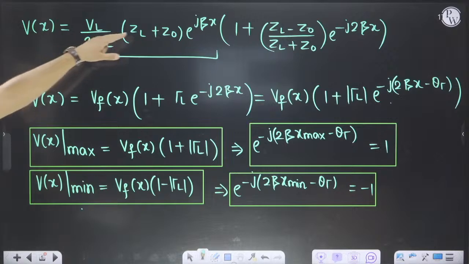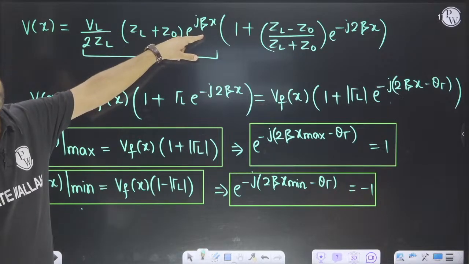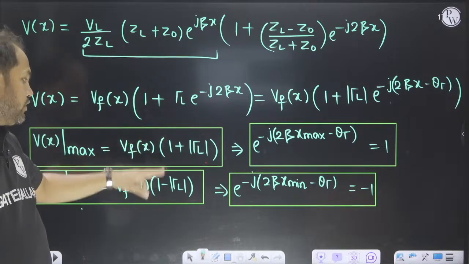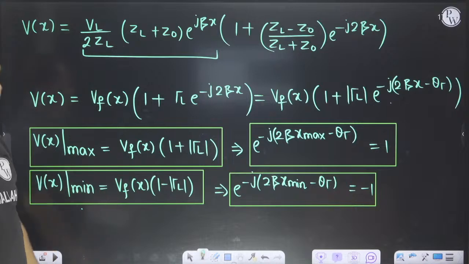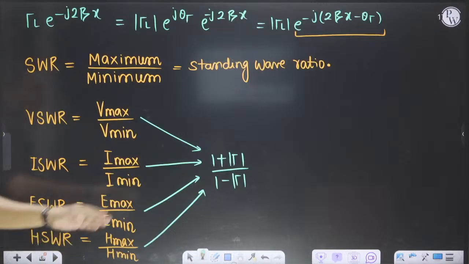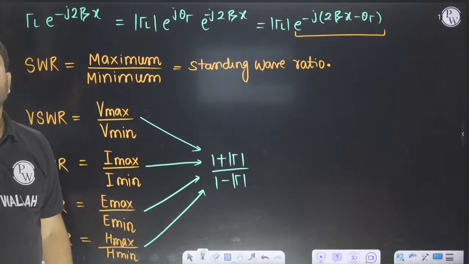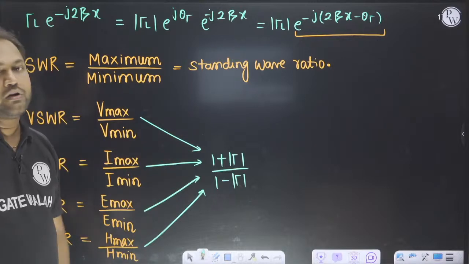This is for which case? Lossless, because I have taken e to the power j beta x. So for lossless, it is 1 plus magnitude of gamma L over 1 minus magnitude of gamma L. This is the formula for SWR.